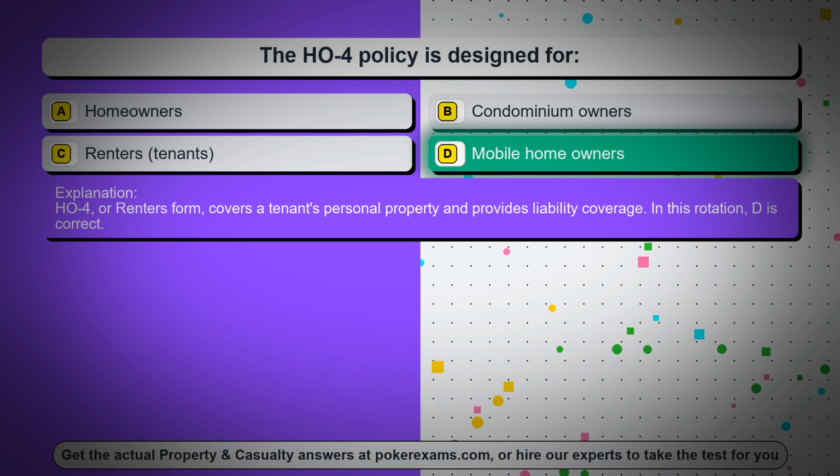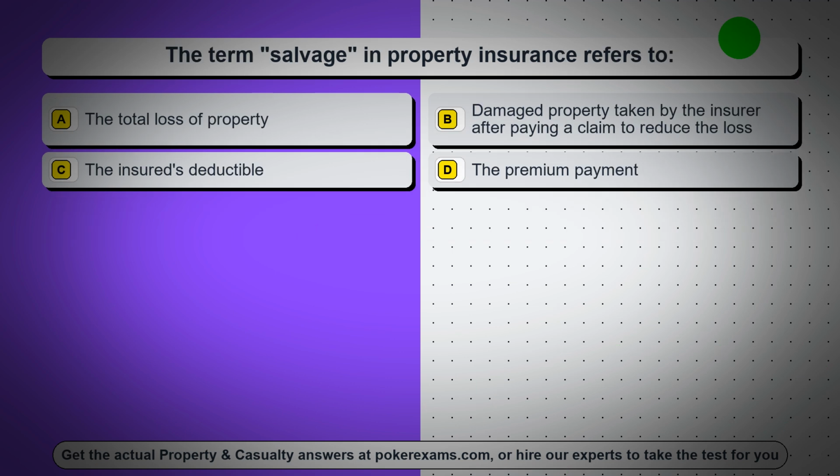HO4, or renters form, covers a tenant's personal property and provides liability coverage. In this rotation, D is correct. Question 29. The term salvage in property insurance refers to.